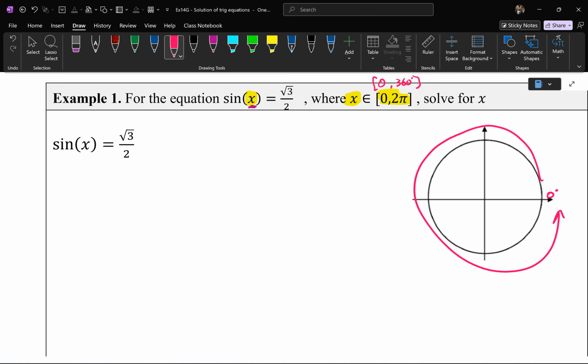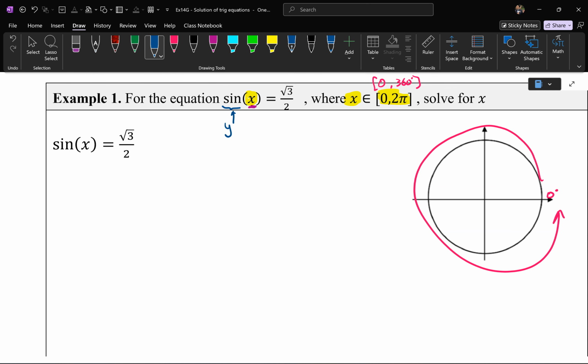When will sine equal root 3 on 2? Now let's break down the things we understand so far. What does sine represent again? X, Y, or gradient? Which one is it? Y. This is representing the Y coordinates. So what I'm saying is, when I rotate 360 degrees, when will I have a Y value that is positive? Root 3 on 2.